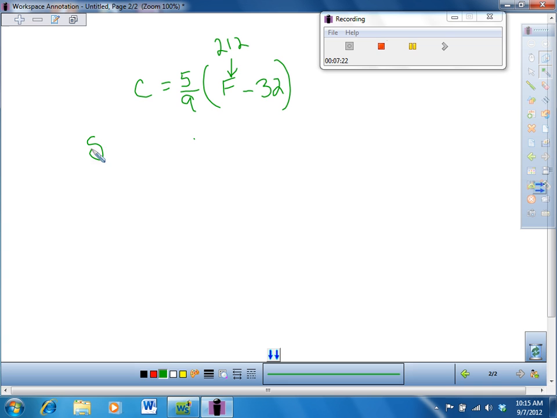What if I say solve for F, okay? What do you think I could do first? This is tricky. Go ahead, Justin. You can't subtract F first. You've got to get rid of this 5/9 first. Anyone? What's the opposite of multiplying by 5/9? How can I get rid of that? Dividing by 5/9 is the same as multiplying by the reciprocal. So I'm going to multiply by 9 over 5.